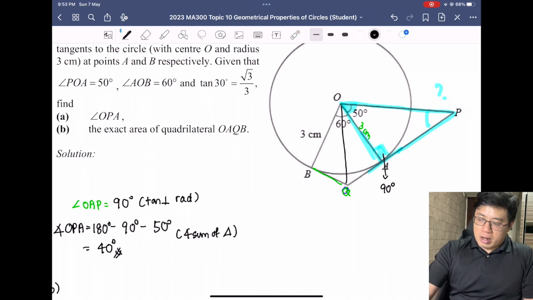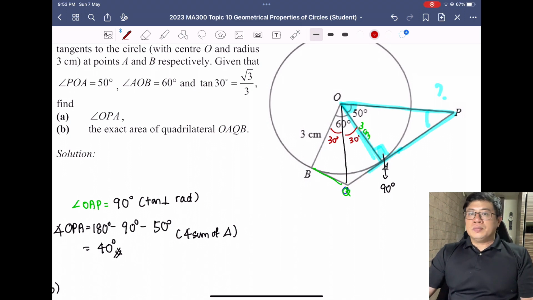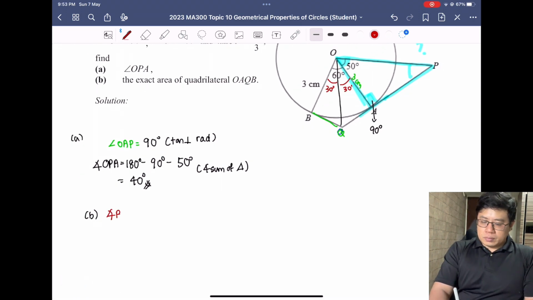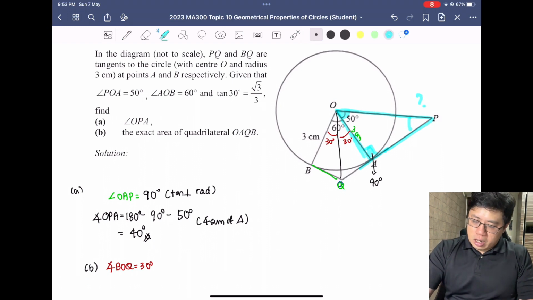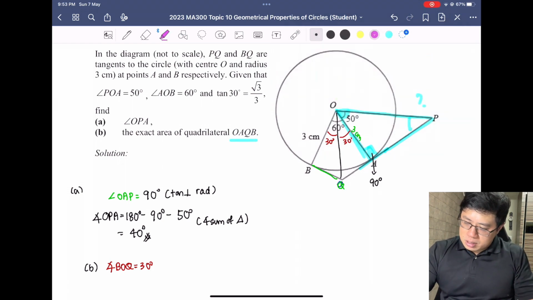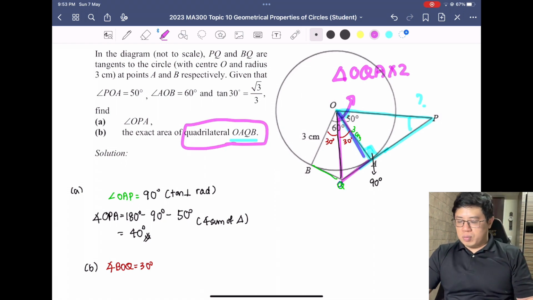So with that, you can conclude that angle BOQ is 30 degrees, and angle QOA is also 30 degrees. So what does that tell us? If I want to find the area of quadrilateral OAQB, I'm going to start by finding the area of OQB or OQA, and then I'll multiply by 2 to give me the area of quadrilateral OAQB.